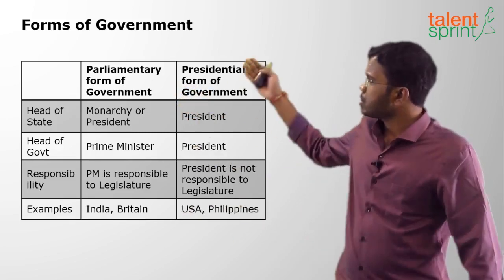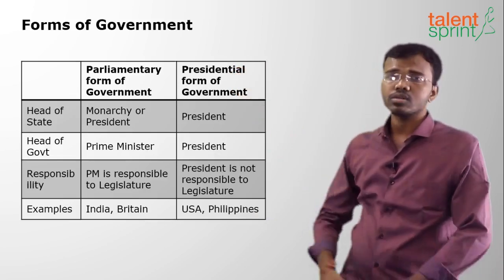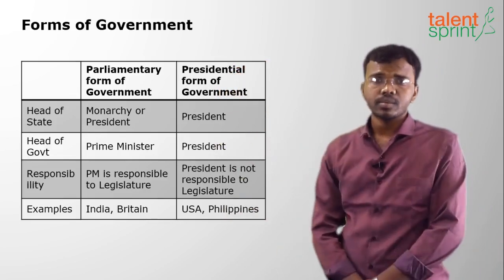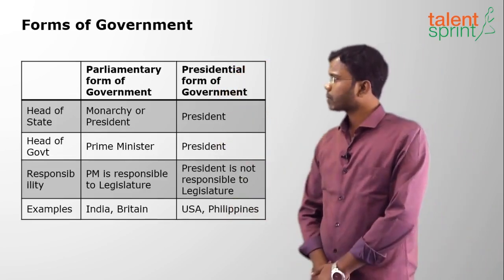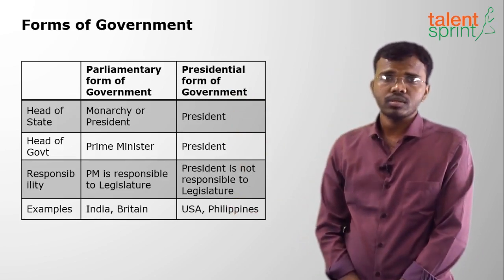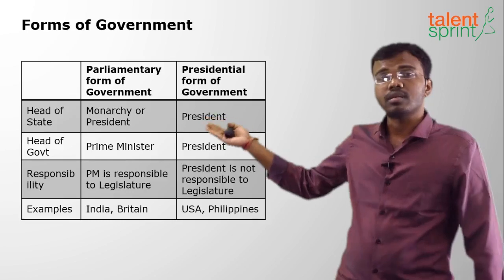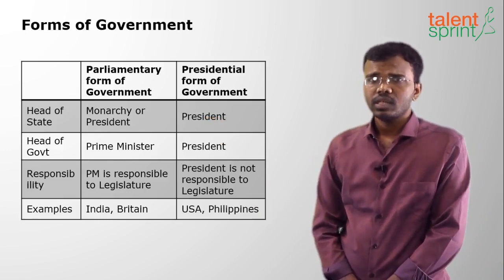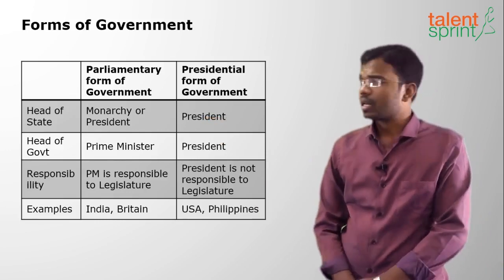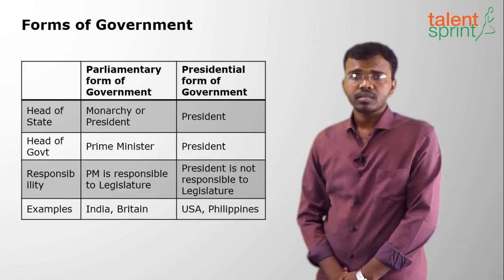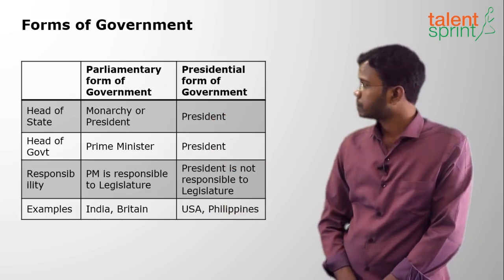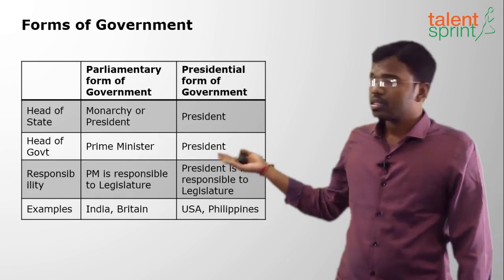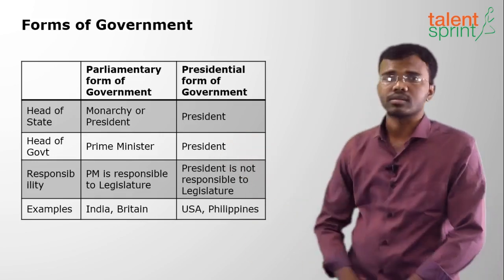Next, in presidential form, the head of the state is president and head of the government is also president. Both functions are performed by a single person, that is president. And what is the major difference between both of them? It is the responsibility. The prime minister, who is the head of the government in parliamentary form, is responsible to the legislature. Does he answer questions in the legislature? Even a remote MP from a remote village can ask questions to the prime minister in the legislature, maybe Lok Sabha or Rajya Sabha. But this is not the case in presidential form, because he is not responsible to the legislature. He can do whatever he wants.